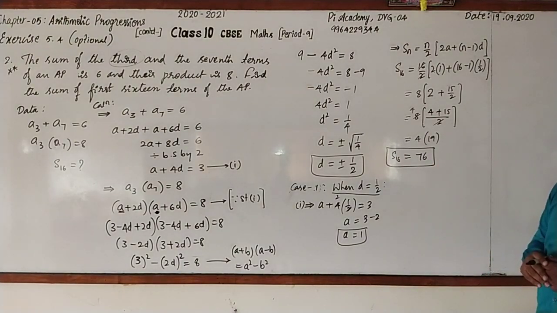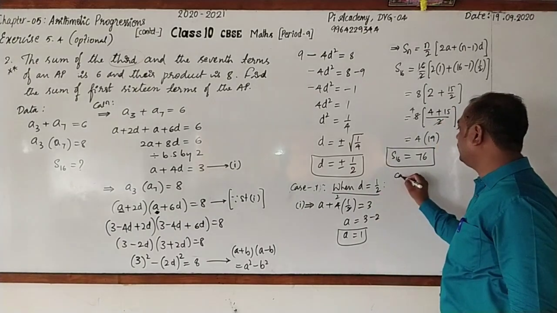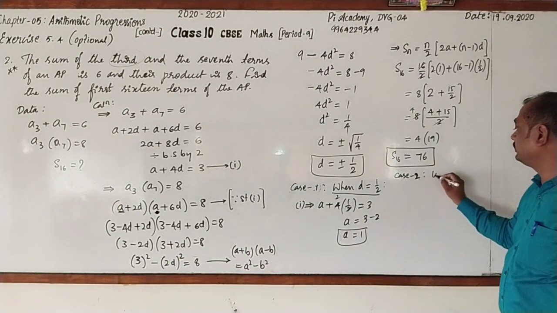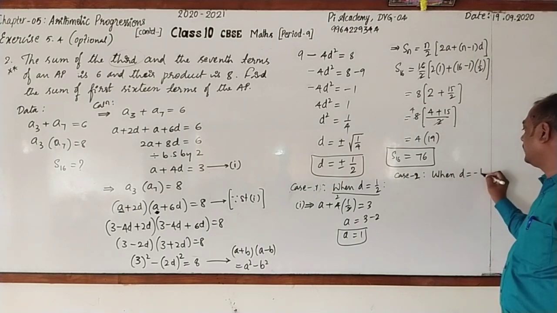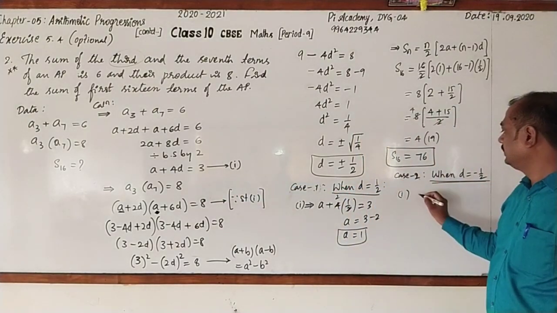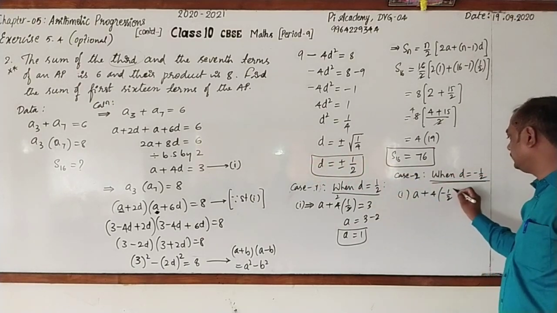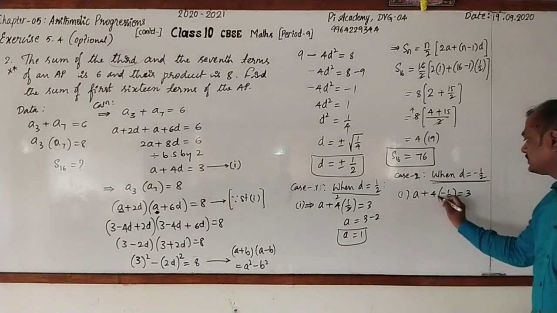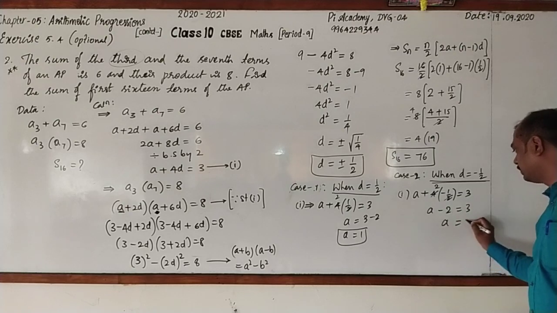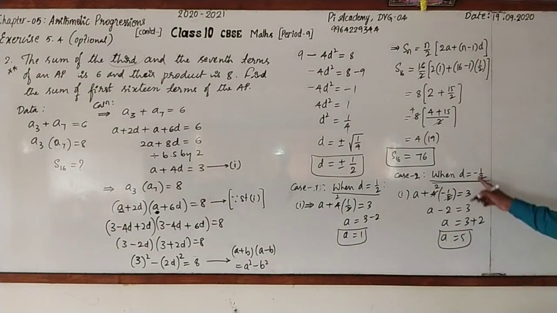We have one more case. What is that? Here in the first case we have taken D equal to 1 by 2. Now we should take D equal to minus 1 by 2. When D is equal to minus 1 by 2, observe. Again equation 1 can be written as A plus 4 into D, D is minus 1 by 2, is equal to 3. Then 1s are 2s are. A minus 2 equal to 3. A equal to 3 plus 2. A equal to 5. See that? Now we got A is 5 and D is minus 1 by 2.